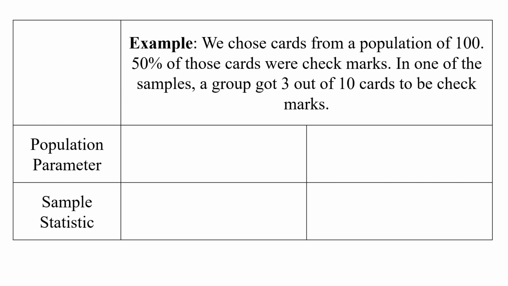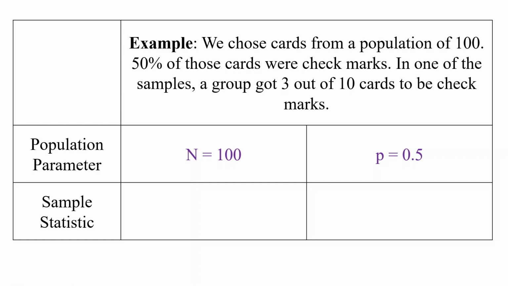So population parameters are numbers that describe the population. We know that the total number of cards is 100, so capital N is going to be 100, and lowercase p is going to be 0.5. Okay, so those two are going to be our parameters.